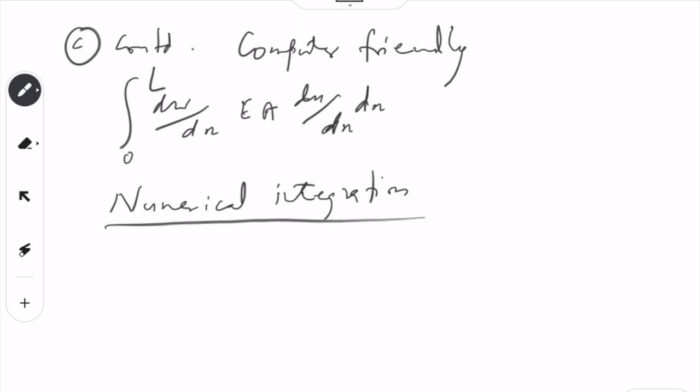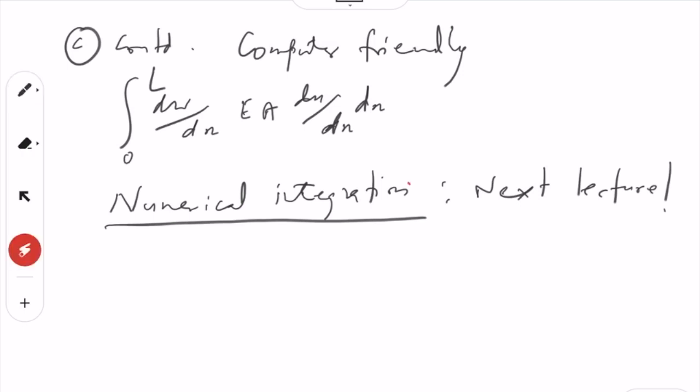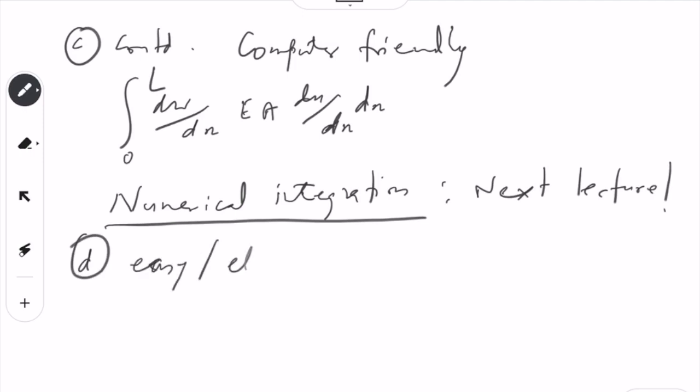This is important, and this we will do probably in the next lecture video. That is why I am not discussing it now, but it is very important, and hence we have to learn it and we will do it. Otherwise, we will not be able to implement on computers, and hence we have to do numerical integration. Now, next thing is easiness or elegance, right?